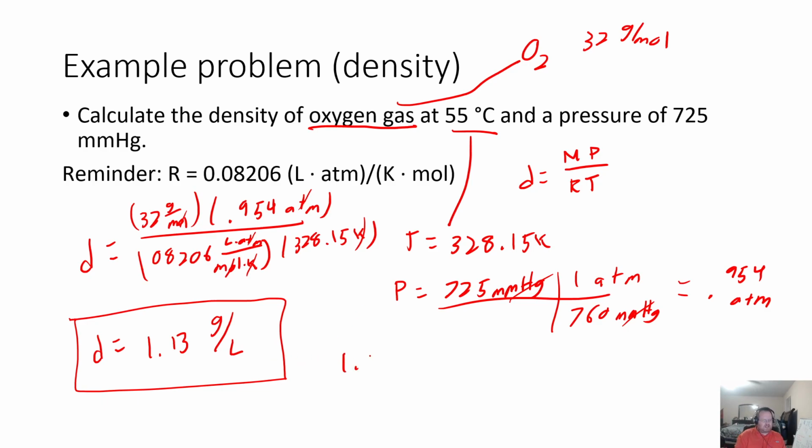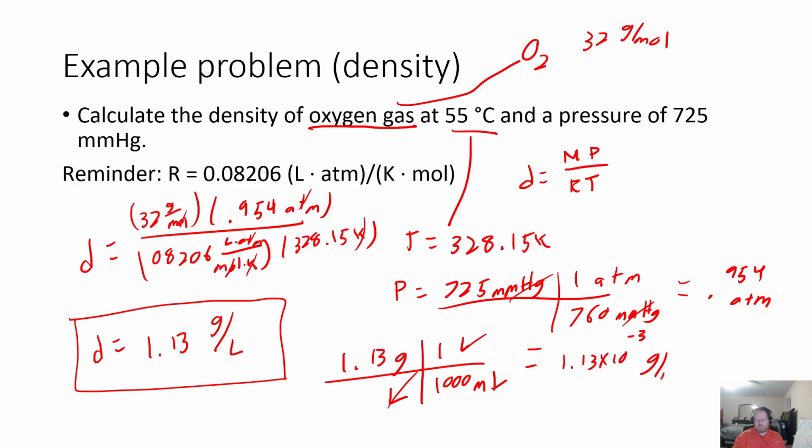I'm going to do the conversion real quick in case I said that backwards. I did say that backwards. This is why we check things. So 1 liter is 1,000 milliliters. Yeah, divide by 1,000. Sorry for misspeaking, but there you go. So that would cancel. You would have that 1.13 divided by 1,000. So you have 1.13 times 10 to the negative 3 grams per milliliter.